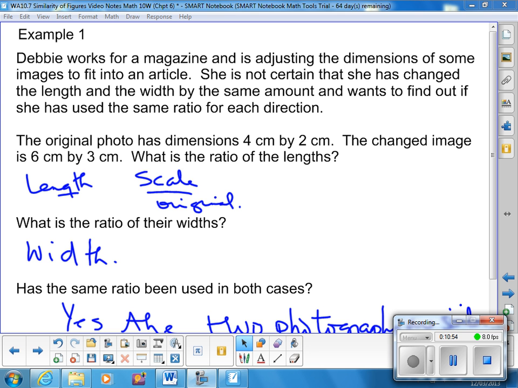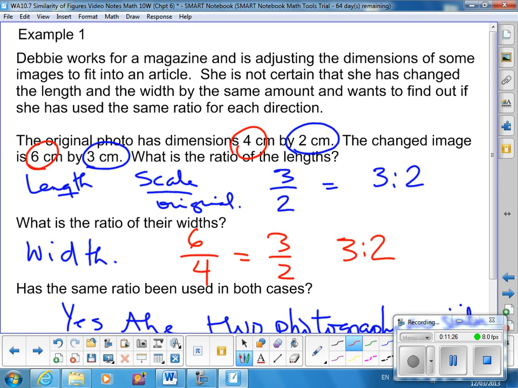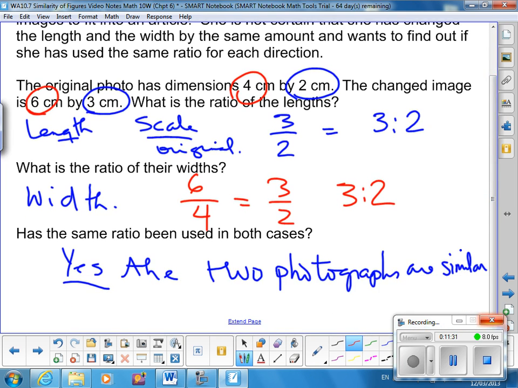Okay, so we're going to look at the length. The scale, which is the new one, is 3, by the original, which is 2. That would be written this way, or it could be written with a colon. The second, the width, would be corresponding, so the scale goes on top, which is 6, the original is 4, and that would be 3/2. You always reduce, or it could be written as 3:2 that way. The ratios are the same, so the two photographs are similar.